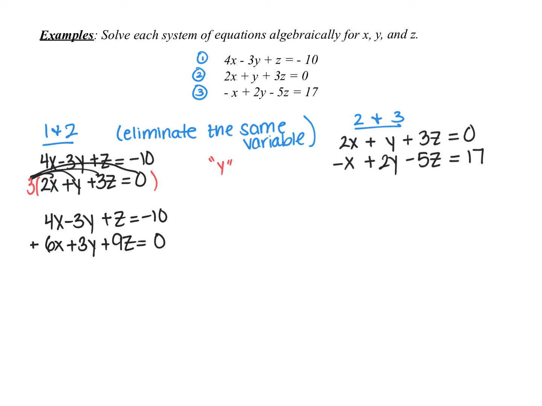So now the goal is to add these two equations together. So 4x and 6x add to 10x. The negative 3y and the positive 3y will cancel.